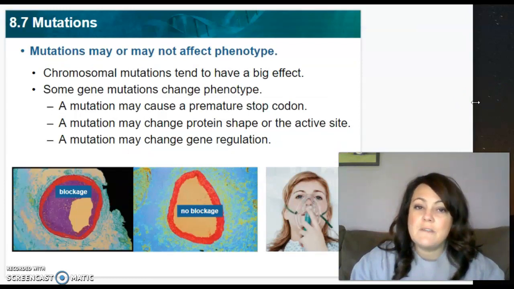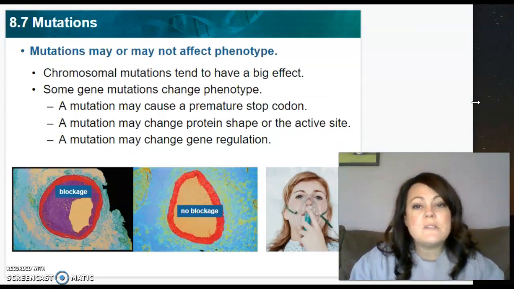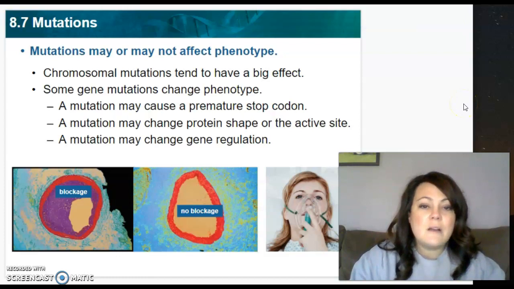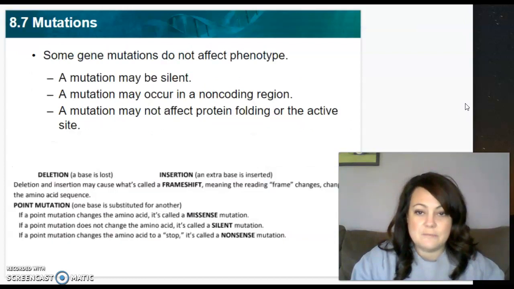Sometimes the mutations can affect the phenotype, but not always. Chromosomal mutations tend to have a bigger effect. We're talking about a lot more DNA. Some gene mutations change the phenotype. A mutation can cause a premature stop codon. A mutation can change protein shape or the active site, much like we talked about sickle cell anemia. And a mutation can change gene regulation. When we talk about protein shape and the active site, we remember that structure determines function.